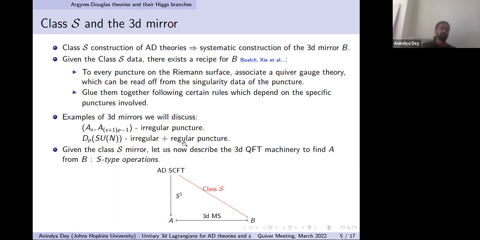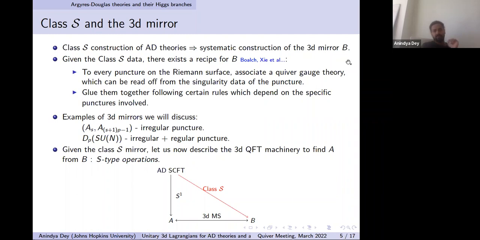So how does that work? Given the class S data, which means the singularity data of the Hitchin field at the punctures, you associate to every puncture a quiver gauge theory, which can be read off from the singularity data of the puncture. And then in the second step, you glue them together following certain rules, which depend on the nature of the punctures involved. So it's just two steps.